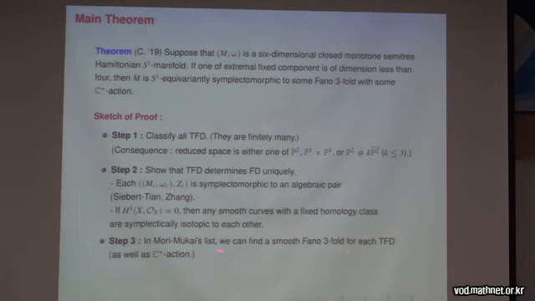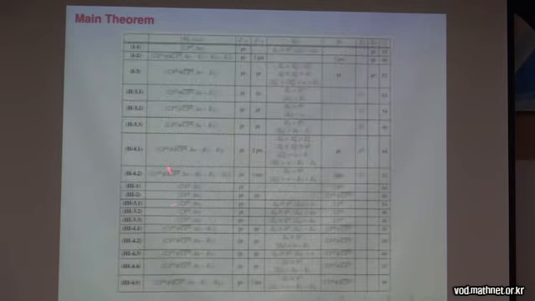but we can make this step by aid of Mori and Mukai's classification of smooth Fano threefolds. Okay, so these are 18 types of possible topological fixed point data for our manifold.